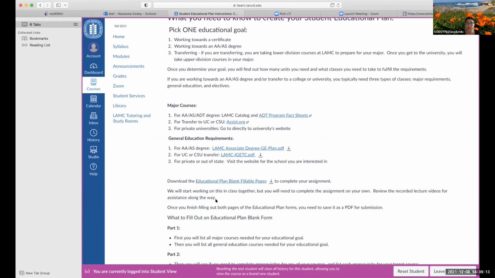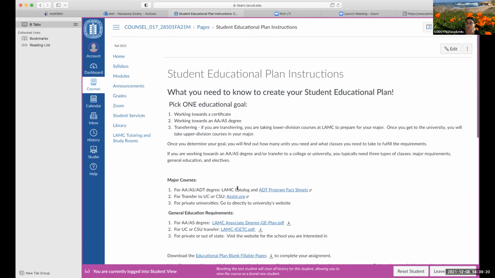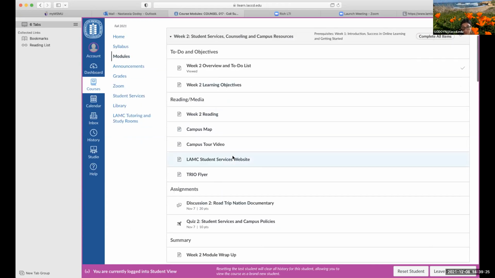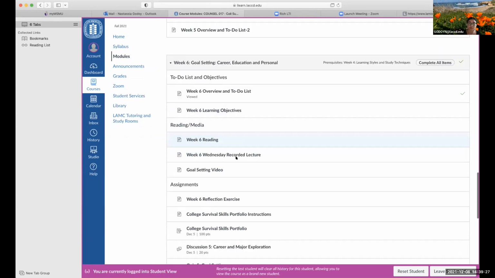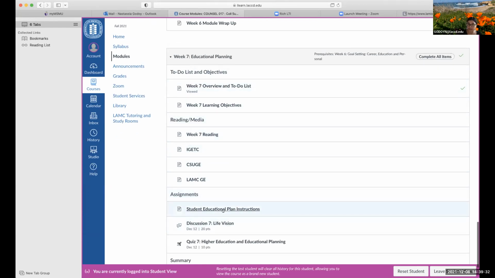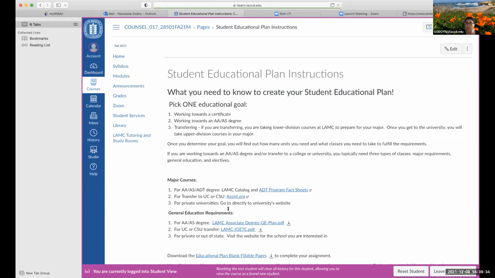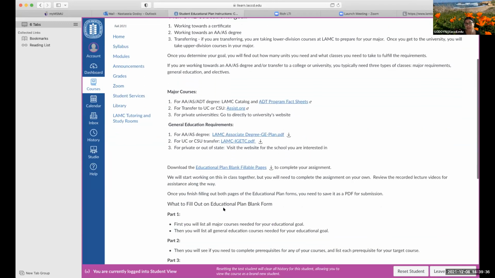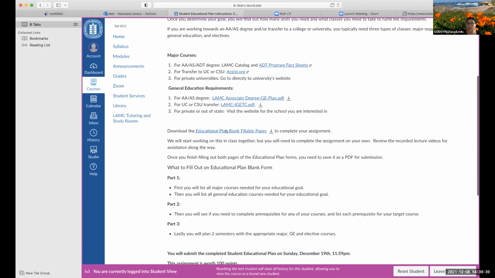But what I want you all to do right now, because you're going to need to start working on this, and I want you to get familiar, is you're going to go to this page in the module. So you're going to go to week 7. Make sure that you've reviewed all these pages before you get to this page so it lets you get there. I've already reviewed them, so I can go directly there. And we're going to click on download the educational plan blank fillable pages. This is what you're going to be filling out for your final project. You can click on the little arrow and it's going to download it.